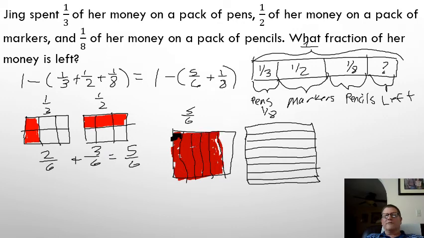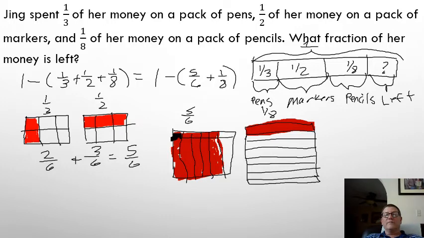Okay, so we got 5/6 shaded in. On this one, we have 1/8 shaded in. All right. Now that we got them shaded in, we're going to combine them, which means we're going to take our 8s to our 6.